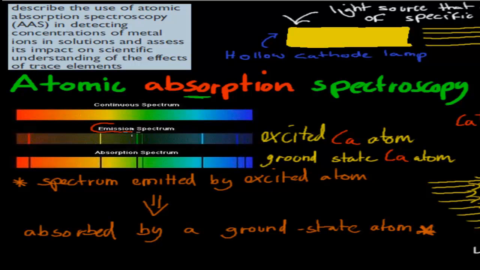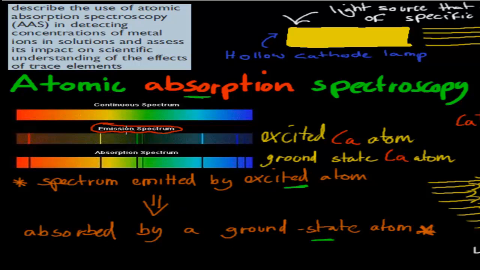We figured out that an excited atom will release energy, and by doing so, will release these different wavelengths of light. We can figure that out, and we can figure out basically the identification code for that atom. So if we have these different wavelengths present, that means this atom is present. Now we can use a principle which basically says that a spectrum emitted by an excited atom will be absorbed by a ground state atom.